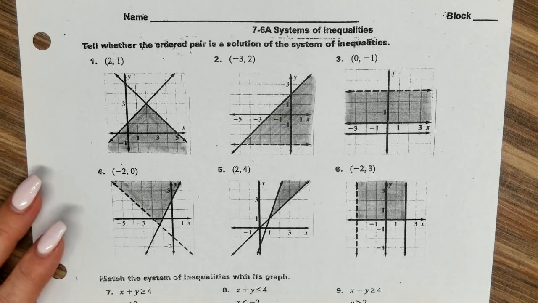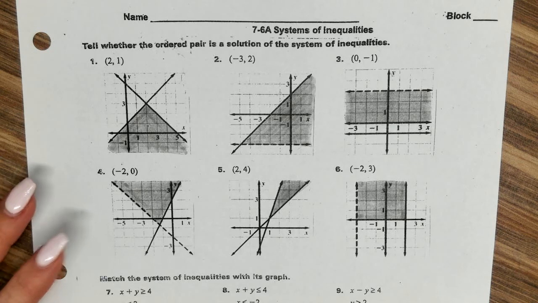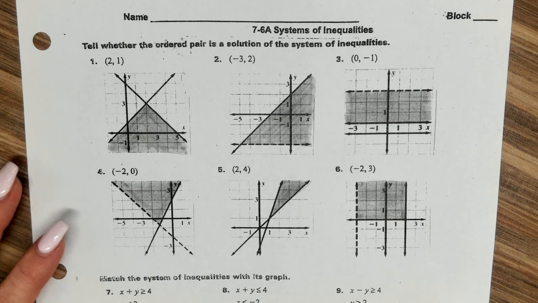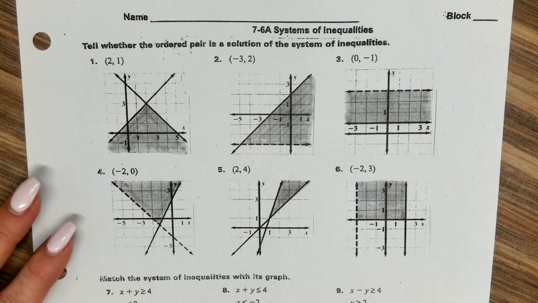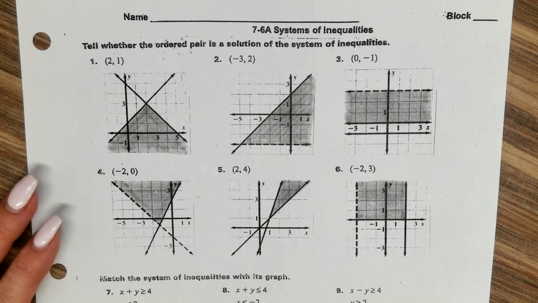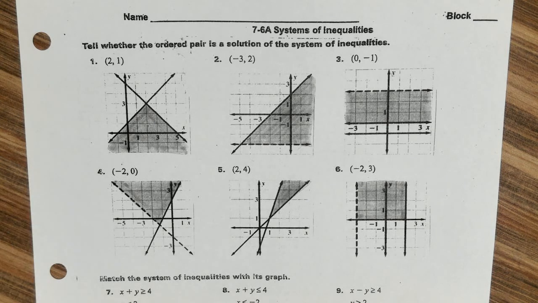At the top of your assignment, it's going to be super easy. You're going to write yes or no. It says, tell whether the ordered pair is a solution. Now stop and remember, if it falls on a dashed line, the answer is no. If it falls on a solid line, the answer is yes if it's in the shaded area. What if it's on the edge? It has to be within the shaded area.